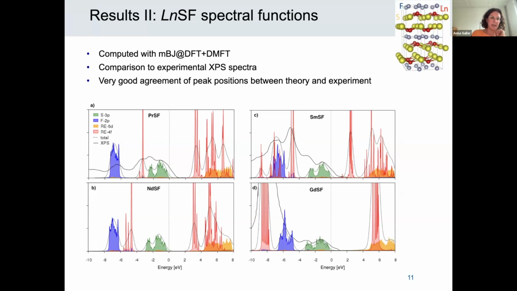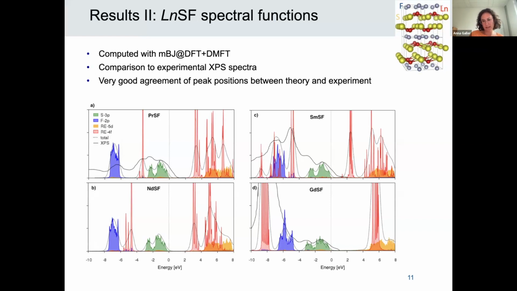So for example, if you take praseodymium fluorosulfide and you look at this two-peak structure of the sulfur 3p state, the position is nicely captured in theory. And also the position of the occupied rare earth 4f peak, and also the position of the fluorine 2p states. And you see that it's the same also for samarium fluorosulfide. The peak position between theory and experiment agree pretty well.